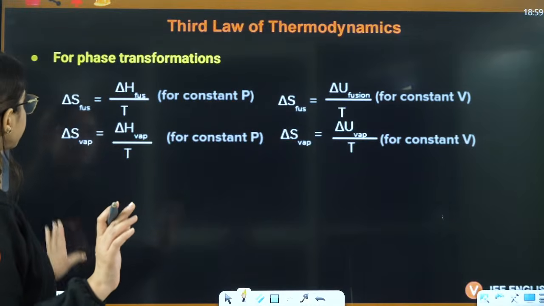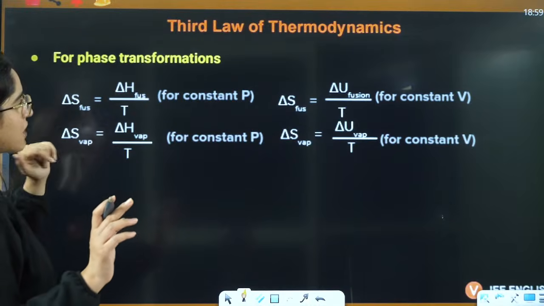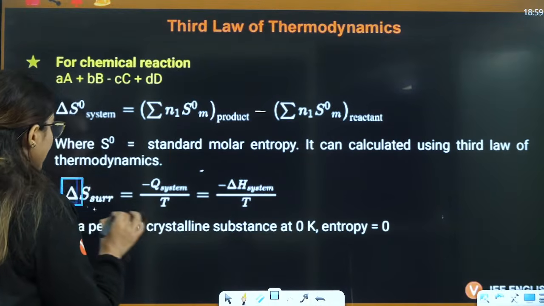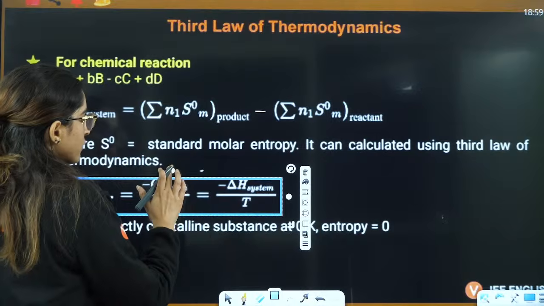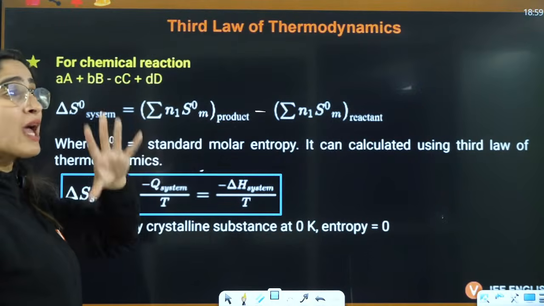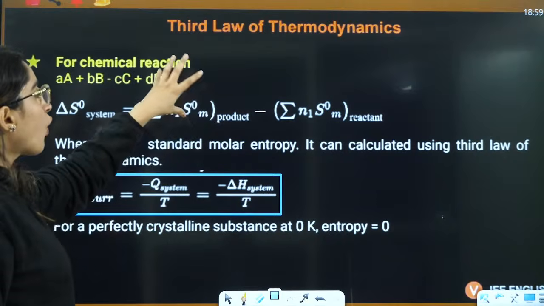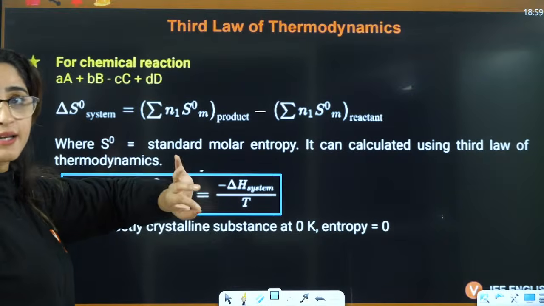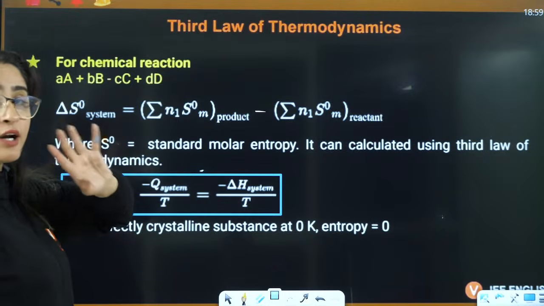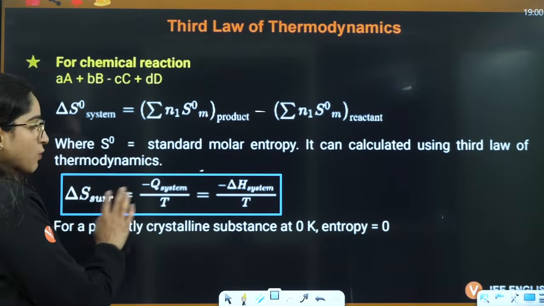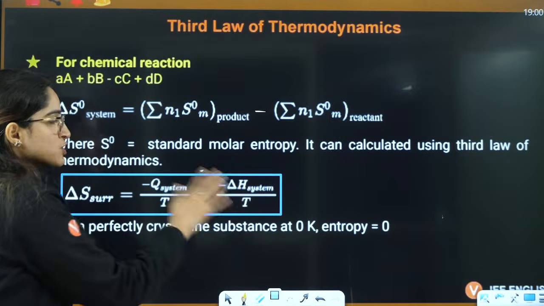Now for phase transformations, let's look at delta S. If you want to calculate the change, that will always be product minus reactant. Remember this, product minus reactant. It's not reactant minus product, it's product minus reactants. Then remember that delta S of surrounding is minus of delta H by T.